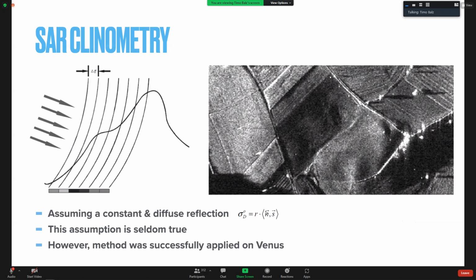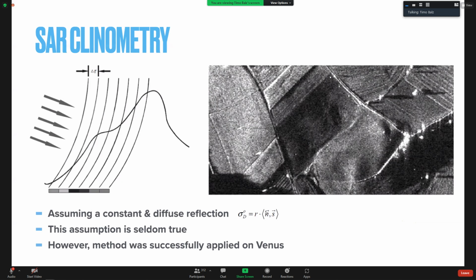But that's under the assumption that all the reflection is constant and diffuse, which is very seldom true, right? Just say, well, it's everywhere the same reflection. It's not really realistic. But the method was used for mapping Venus, for example.